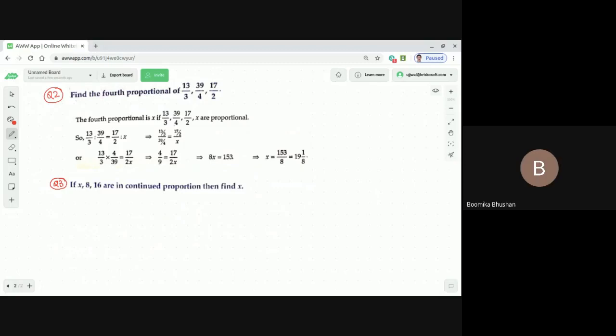Sir, x is equal to 4. Fantastic. Appreciate. It is absolutely correct answer. x is equal to 4. Because we know that, as x, 8 and 16 are in continued proportion, definitely x by 8 is equal to 8 by 16. Very good. Appreciate.